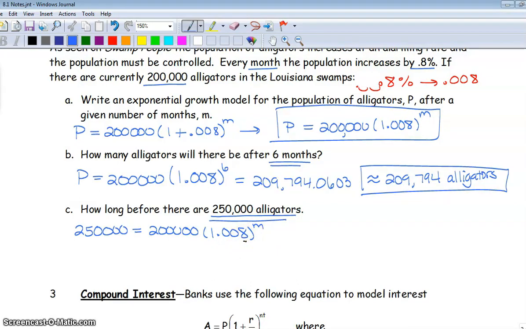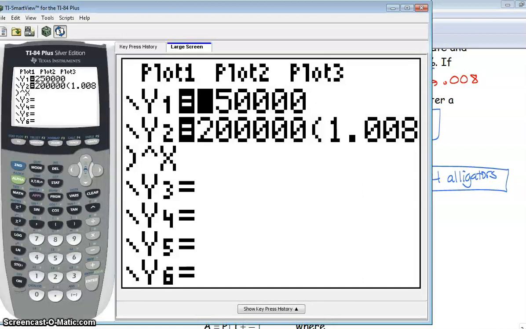The only way we know how to solve this right now is by graphing. We're going to put the left-hand side into y1, and the right-hand side into y2. If you don't have your calculators out yet, press pause, get them out, and get your calculator on and ready. In y1 we plug in 250,000, and in y2 we put the right-hand side of our equation. Make sure that you're raising it to the x power, even though our variable is m, because your calculator represents that with x.